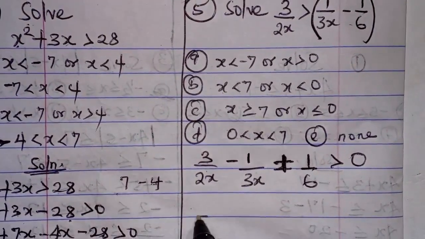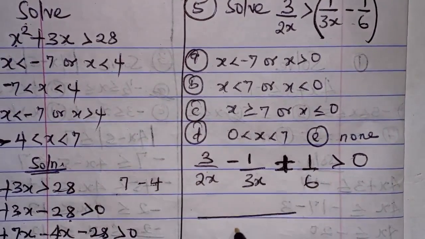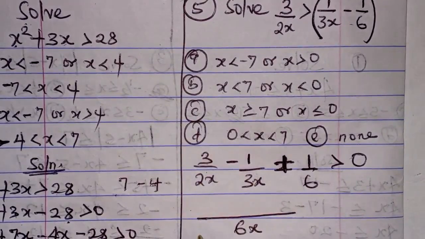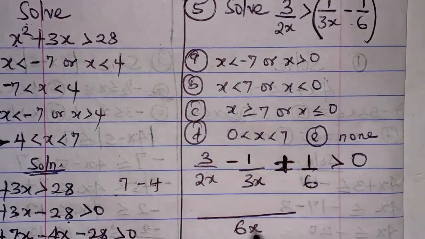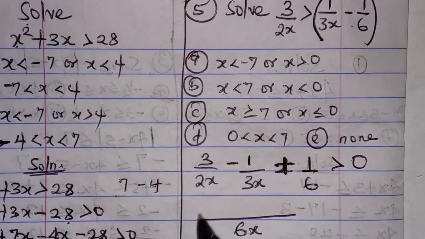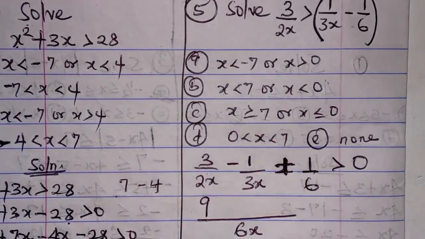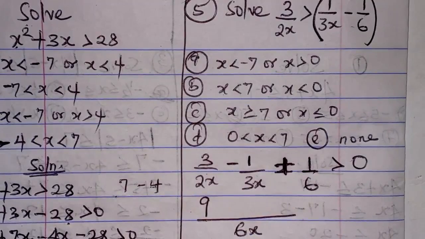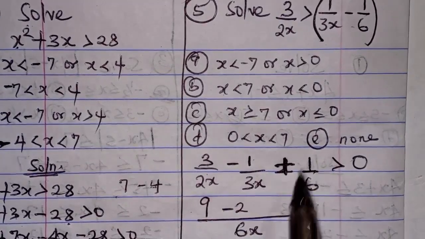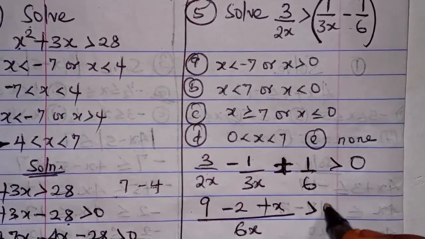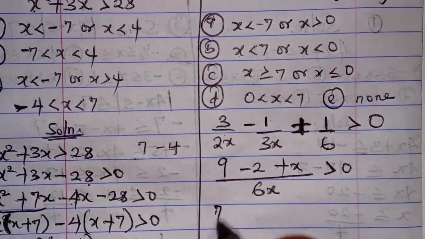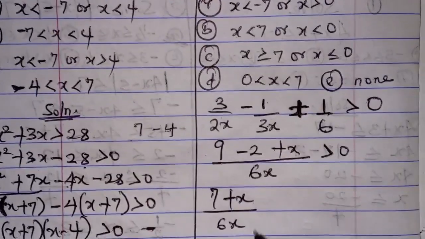So the LCM of everything we have here is actually 6x. Yes, the LCM of 2x and 3x is 6x. The LCM of 6x and 6 is still 6x. 6x divided by 2x is 3, times 3, that's 9. 6x divided by 3x is 2, and 2 times 1 is 2. 6x divided by 6 is x, times 1 is x, greater than 0. 9 minus 2 is 7. So we have 7 plus x all over 6x greater than 0.